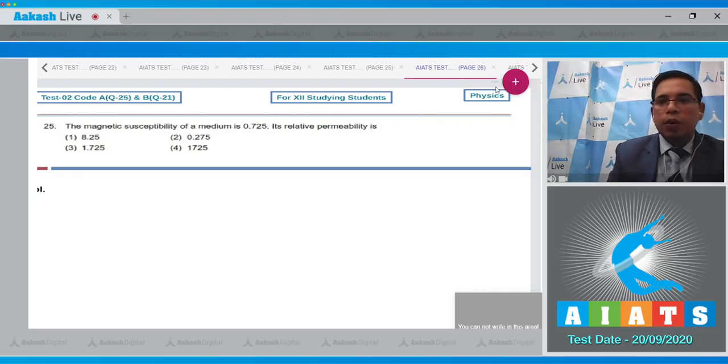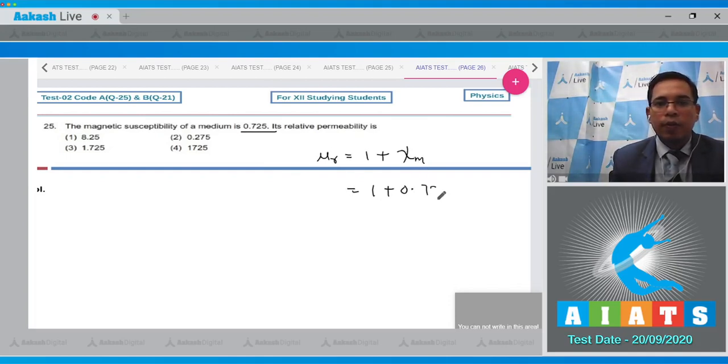Now move to question number 25, which states that the magnetic susceptibility of a medium is 0.725. Its relative permeability will be. Now dear students, we know that relative permeability is given as 1 plus magnetic susceptibility, and it will be equal to 1 plus 0.725. Here 1.725 will be the relative permeability. That means option number 3 will be the correct answer.